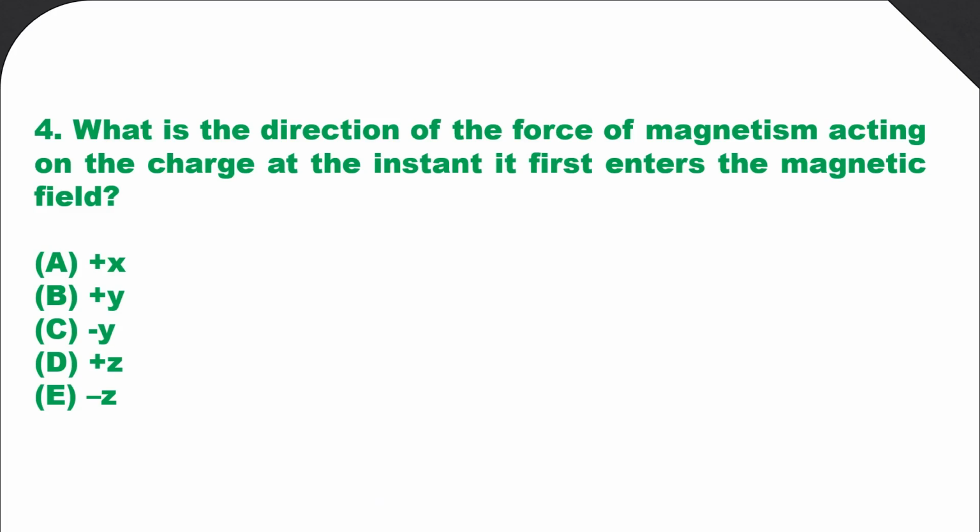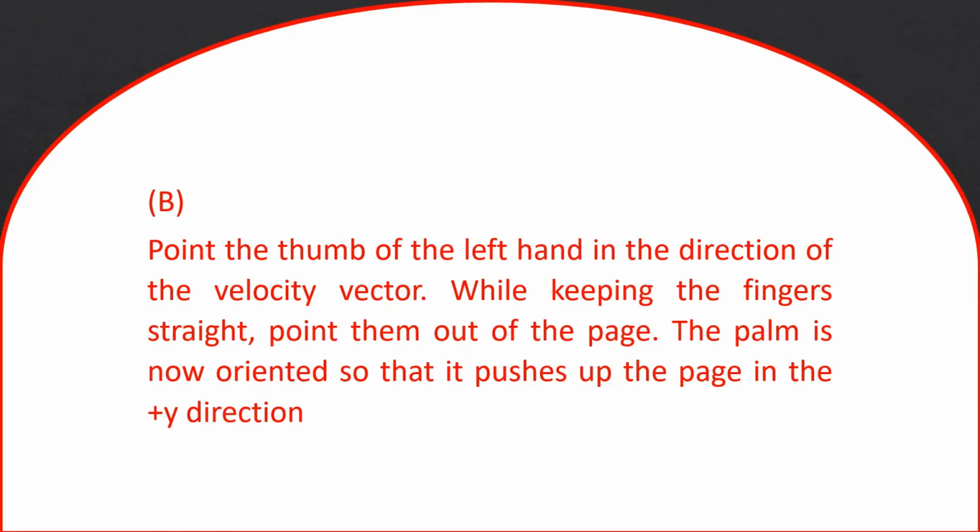So this charge is negative. We apply the left hand rule. If you point the thumb of the left hand in the direction of the velocity vector, while keeping the fingers straight, you point them out of the page. Then the palm is now oriented such that it pushes up the page in the positive y direction. So option B is the correct answer.